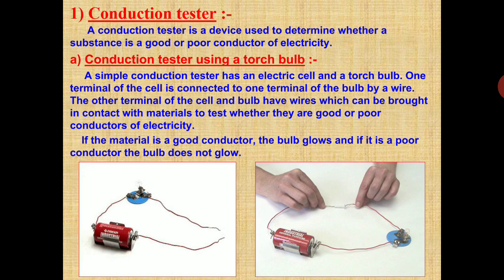Conduction tester using a torch and bulb. A simple conduction tester has an electric cell and a torch bulb. One terminal of the cell is connected to one terminal of the bulb by a wire. The other terminal of the cell and bulb have wires which can be brought in contact with the materials to test whether they are good or poor conductors of electricity. If the material is a good conductor, the bulb glows, and if it is a poor conductor, the bulb does not glow. This is how to make a conduction tester using a torch bulb.